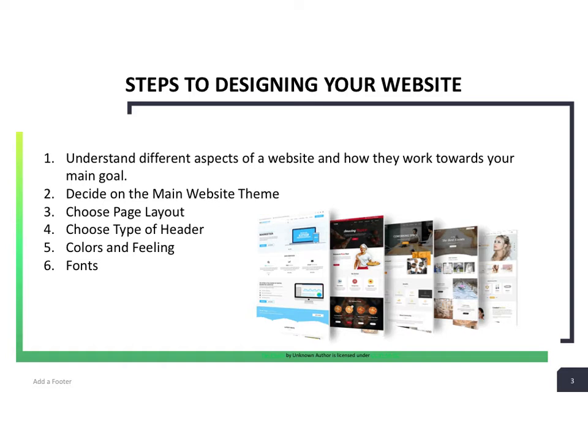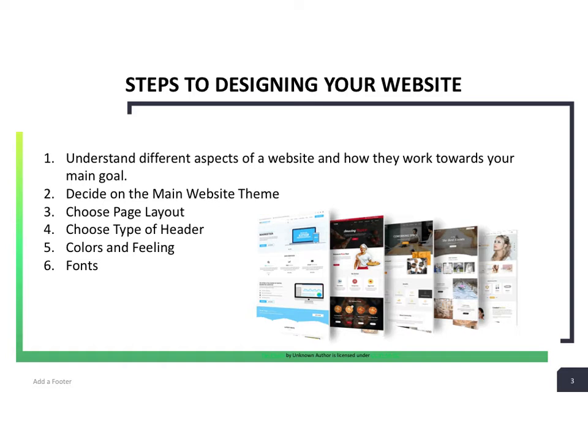These are the 6 categories that you need to give attention to when designing your website. First one is understand different aspects of a website and how they work towards your main goal. Every component of your website, is it focusing on the main goal and theme of what you want your website to achieve? Step 2, decide on the main website theme. Are you going to go with a modern theme, traditional look, elegant look? Whatever you choose, make sure that the pictures and colors all focus back on that main website theme.